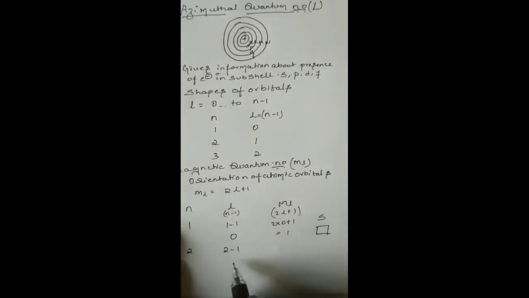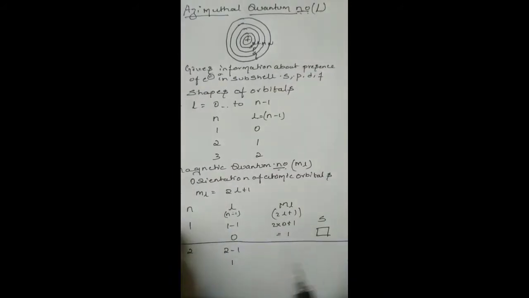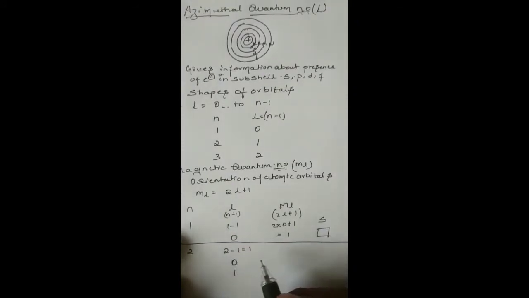2 minus 1 becomes 1. But I already told you l starts from 0. So for that we take l values 0 and 1. You understand here? Then we first write the l value, which is 1. 2 into 1 plus 1, that is 2 plus 1, which is 3.